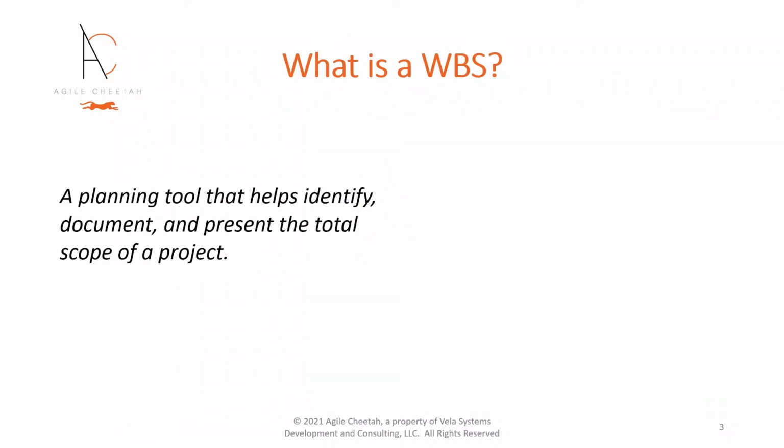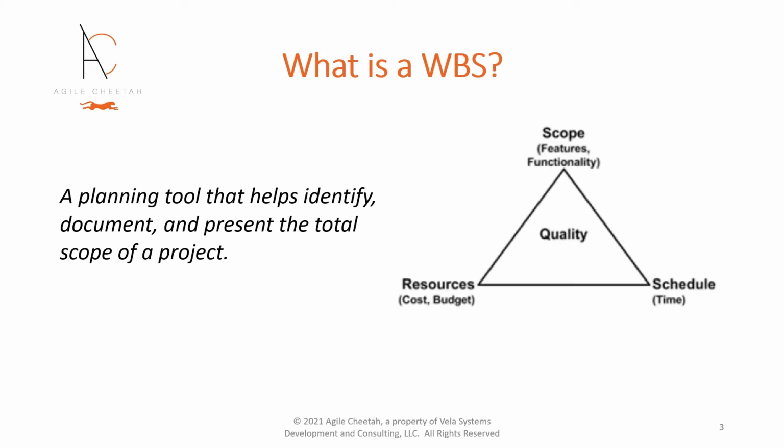A WBS is a planning tool that helps identify, document, and present the total scope of a project. Scope is one of the three project management constraints colloquially known as the iron triangle. The iron triangle represents how scope, schedule, and level of effort or resources act as mutually dependent project constraints.